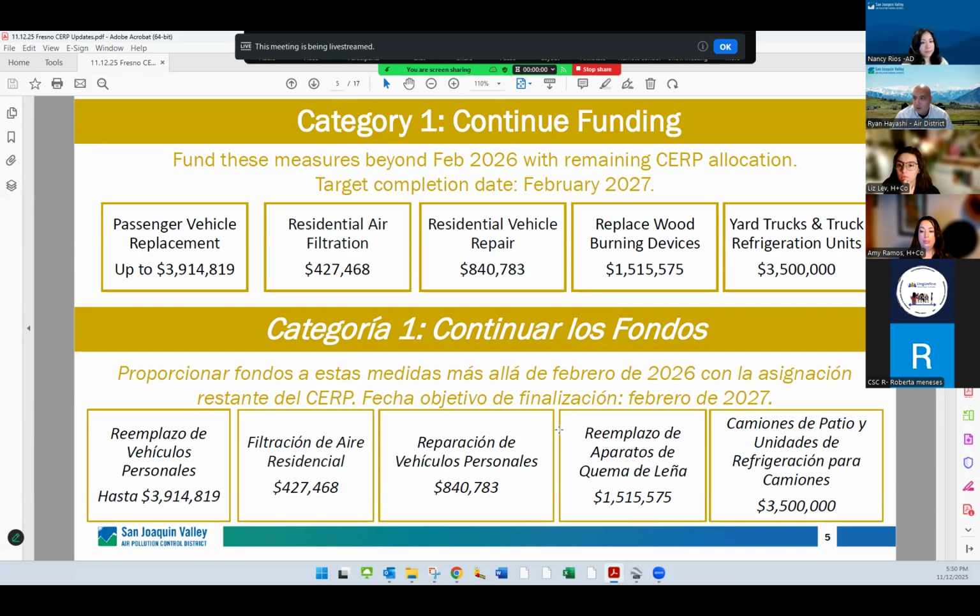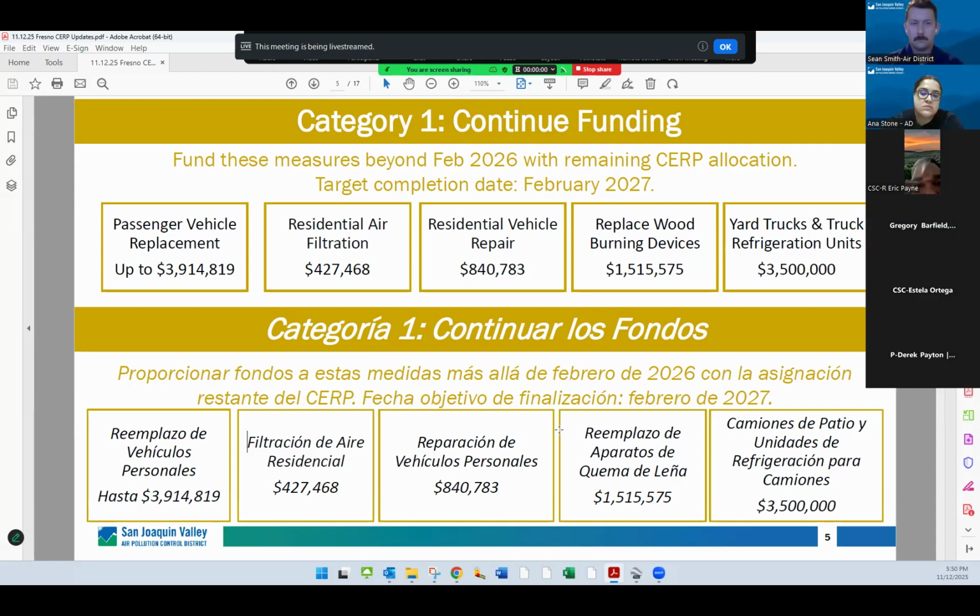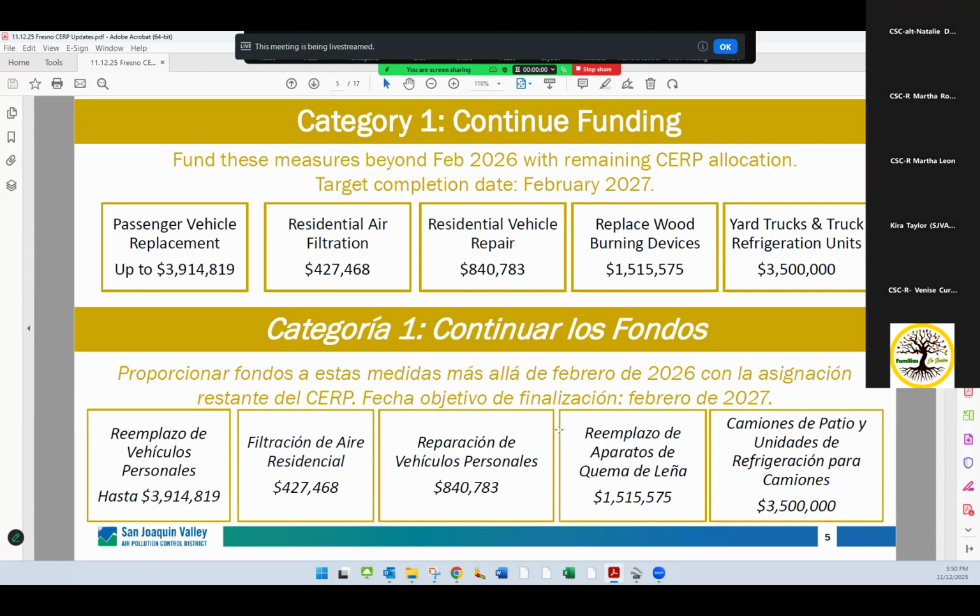And so the last one's yard trucks and truck refrigeration units. We have been doing outreach, and we feel like there are some businesses that are interested in using that funding, and so we're recommending to leave it in there. These are ones that do get considerable emission reductions. These are transitioning to near zero emissions, getting rid of diesel particulate matter emissions, and so there's a big benefit for the use of those funds.